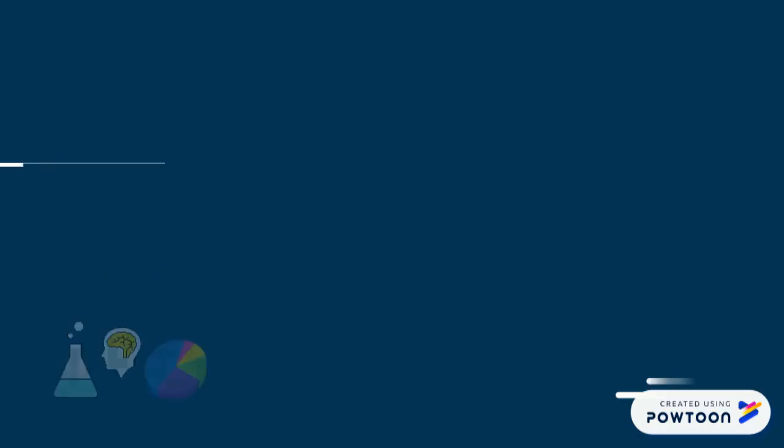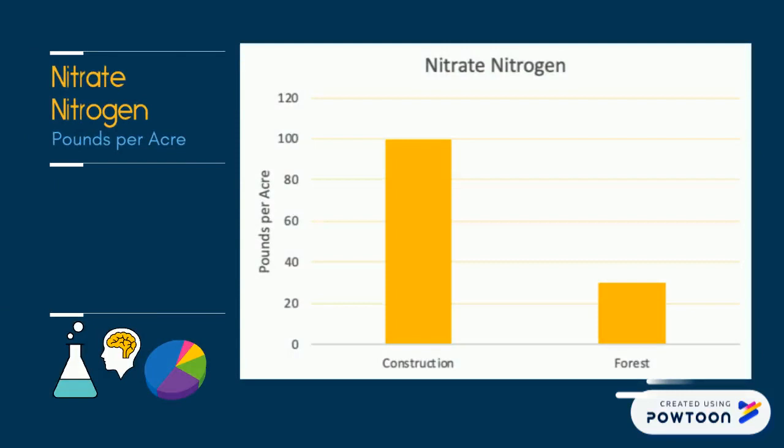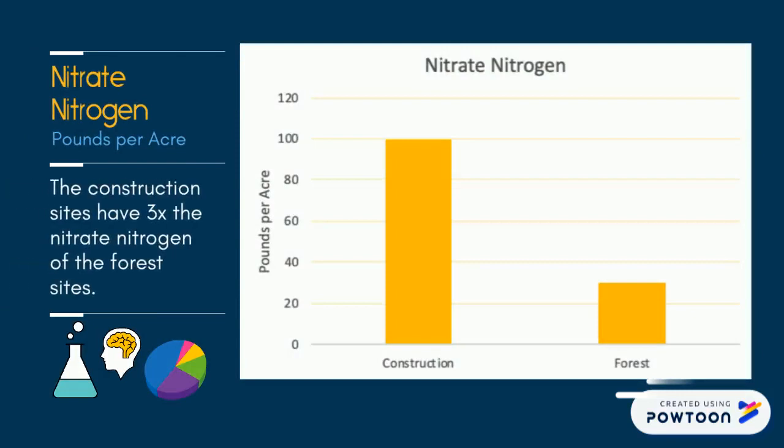And lastly, we looked at nitrate nitrogen. The construction sites we measured have more than 3 times the amount of nitrate nitrogen than the forest sites, as you can see portrayed here.